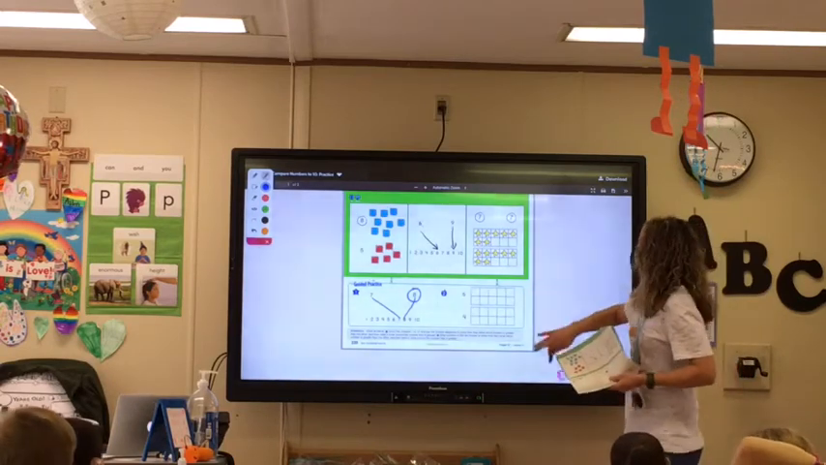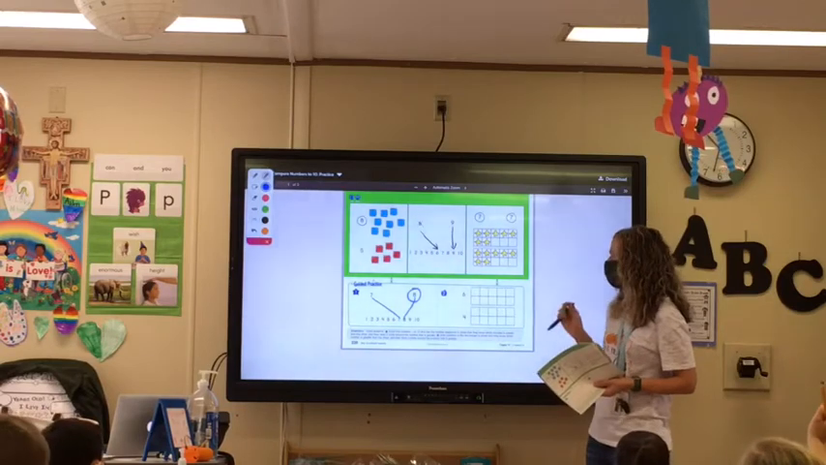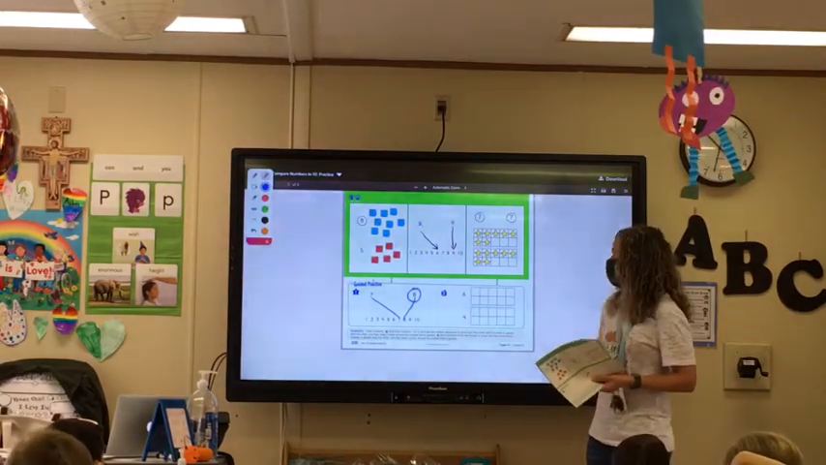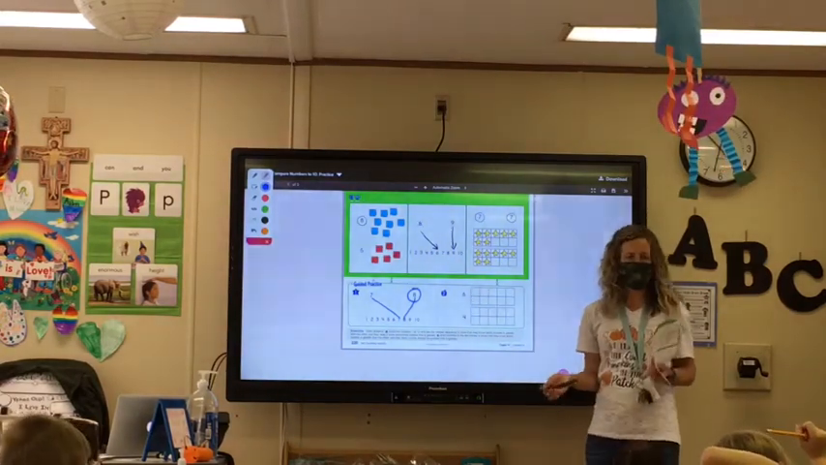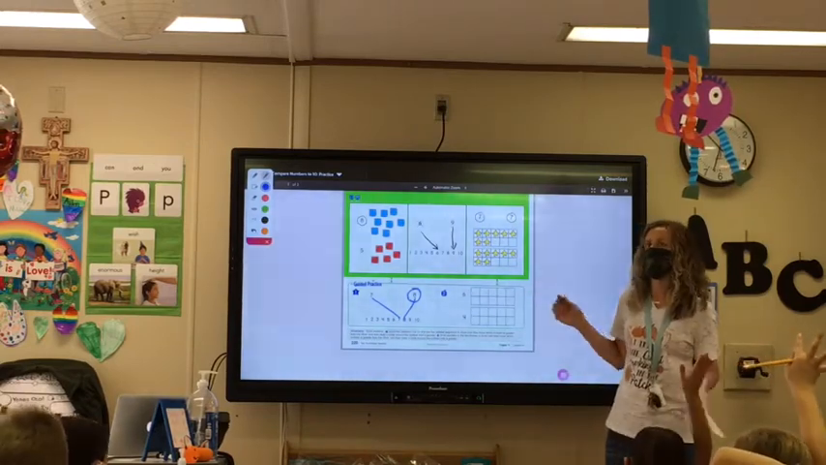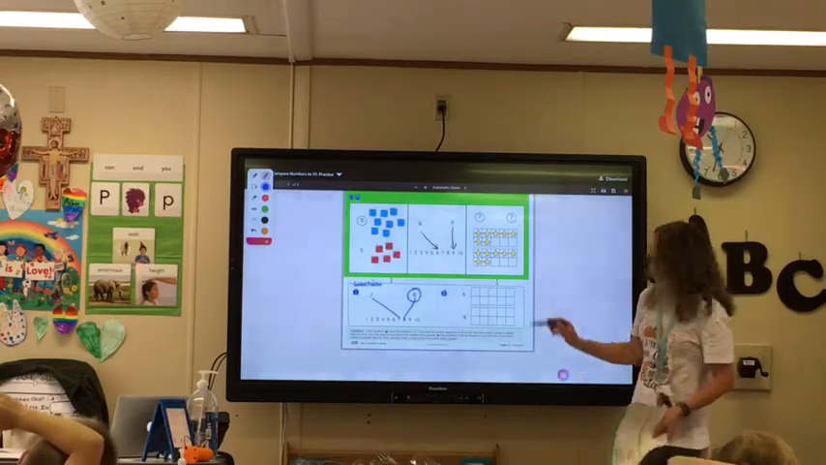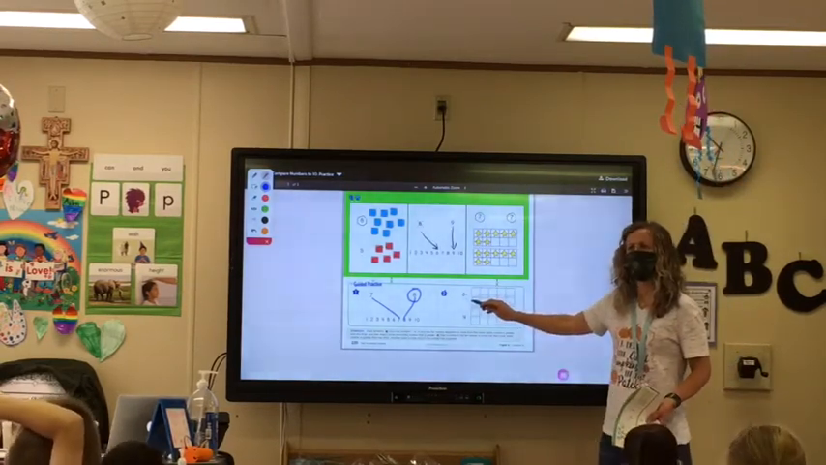Okay? All right, so number 2 says, draw counters in the 10 frames to show how you know which number is greater, and then draw a circle around the number that's greater. So what do they want us to draw in here? Raise your hand if you think you know. What are we going to draw in our 10 frames? What do we always draw, Juliana?